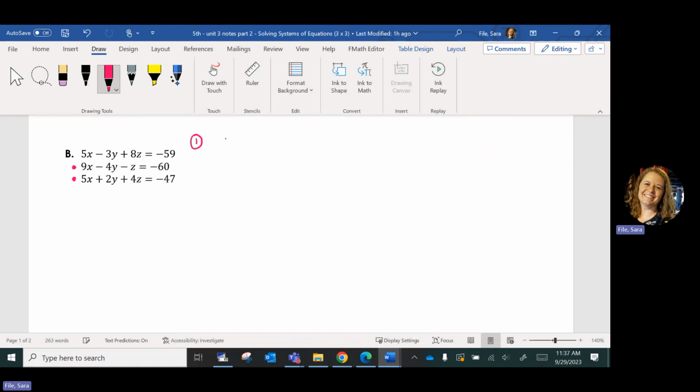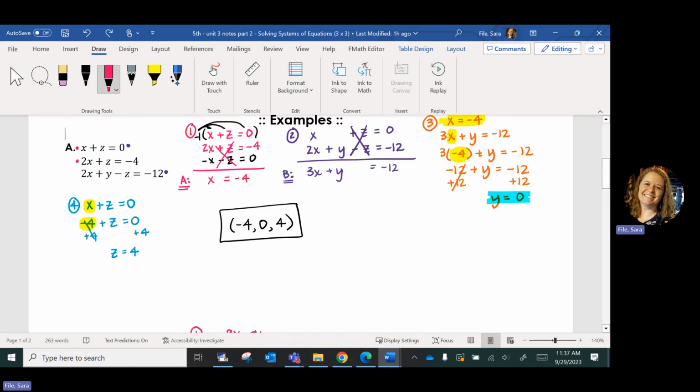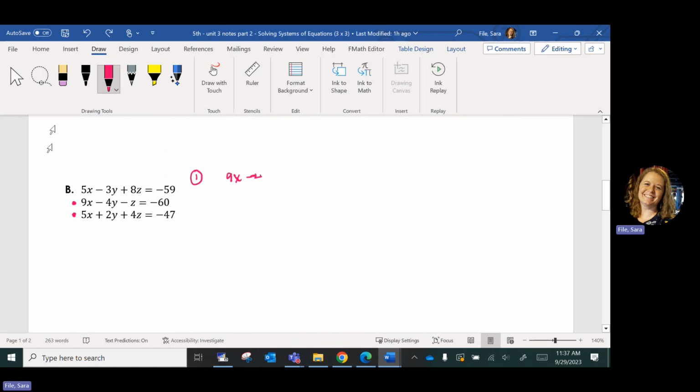So I'm going to have 9x minus 4. Oh my gosh, I really wish my stylus would stop freaking out on me. Okay. So there's that middle equation, and here's the bottom equation.